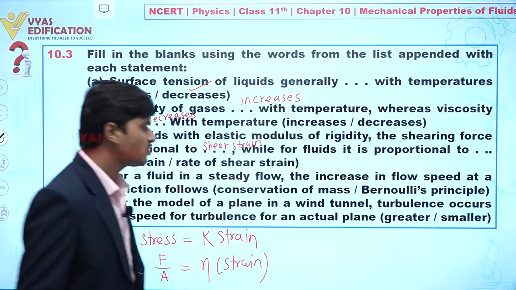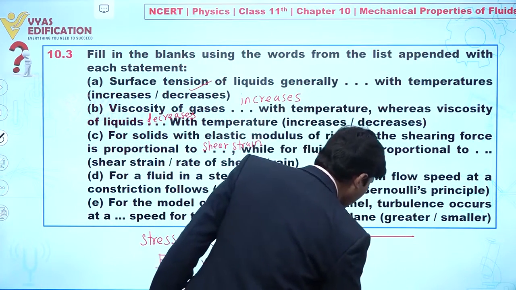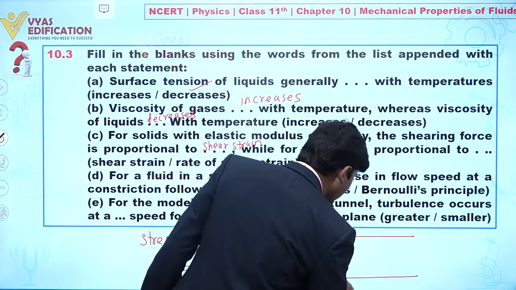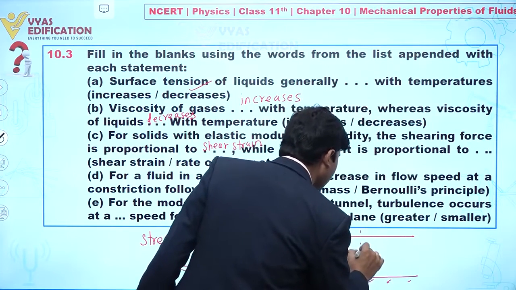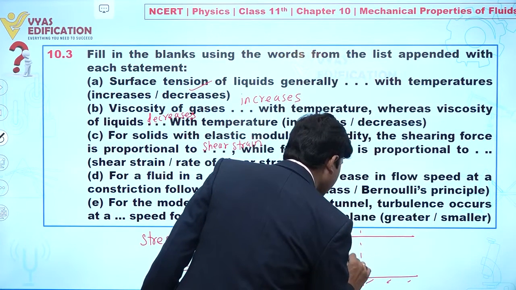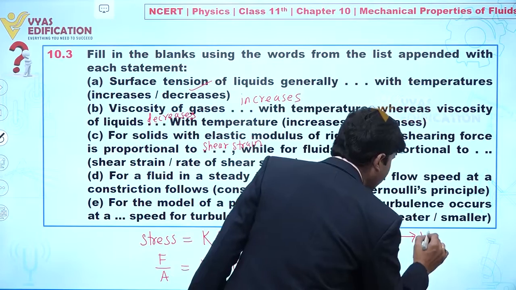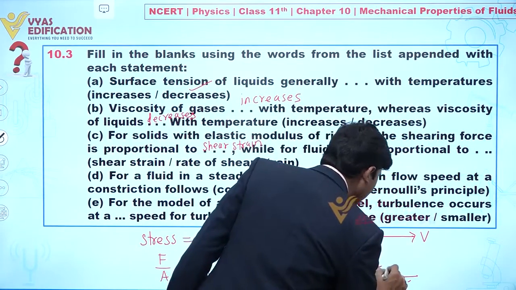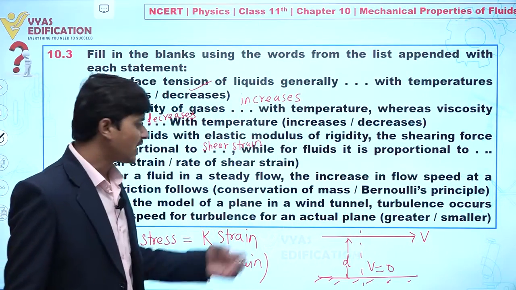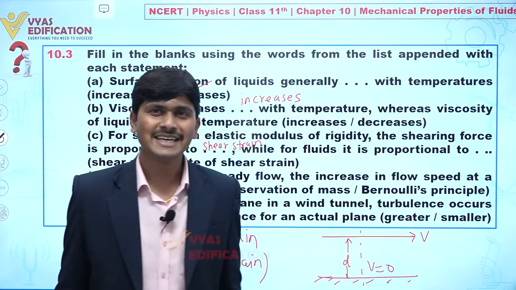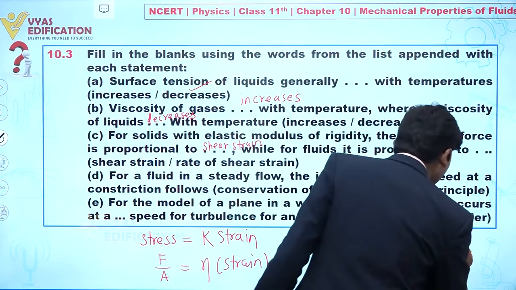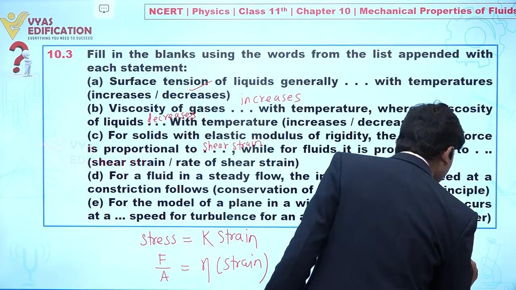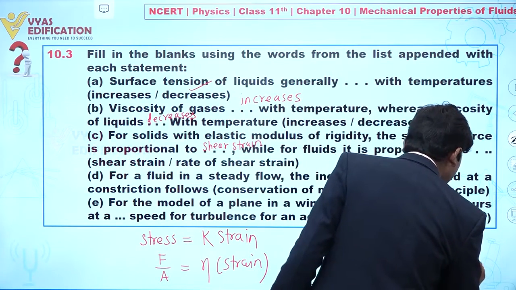Let's suppose we are talking about these two layers. Here the liquid layer is in contact, and this is the ground. It is at a certain distance d, and here we have the velocity of the liquid, that is v, and here we have velocity v equal to 0. So in fluids we define velocity gradient. What we define? Velocity gradient is defined as delta v by delta t.